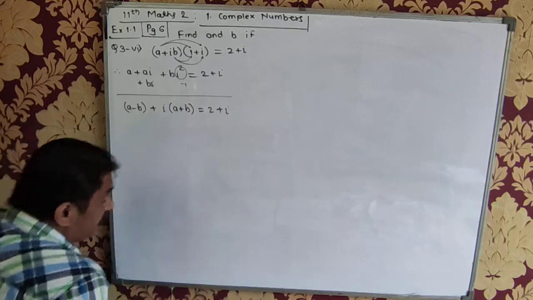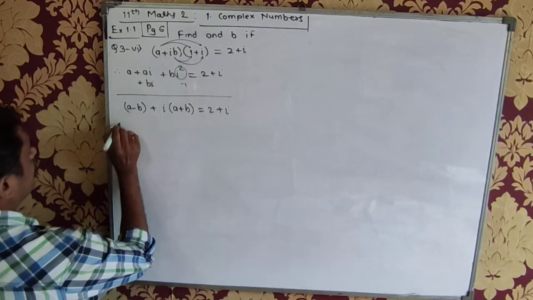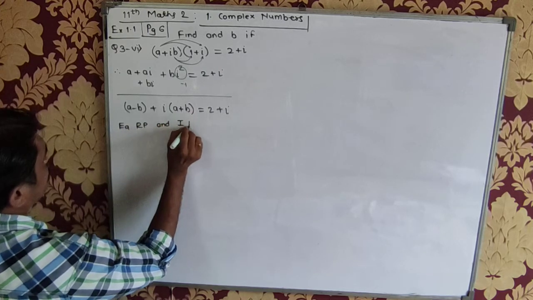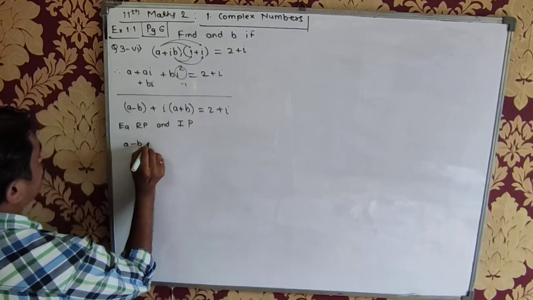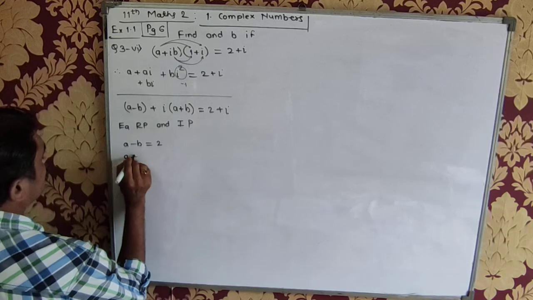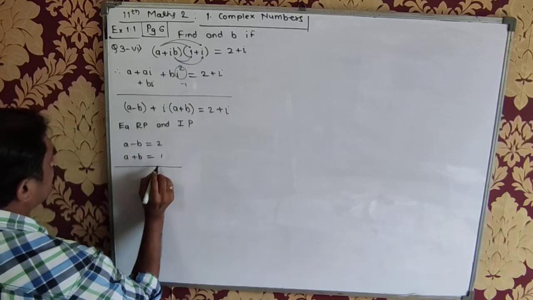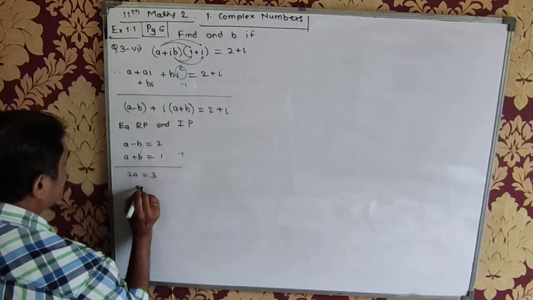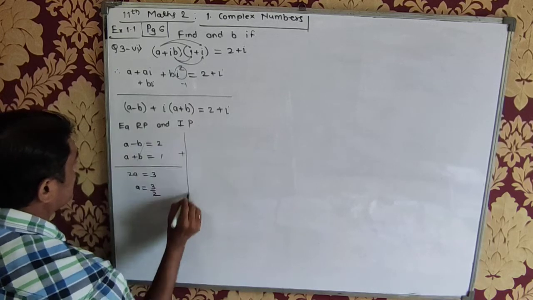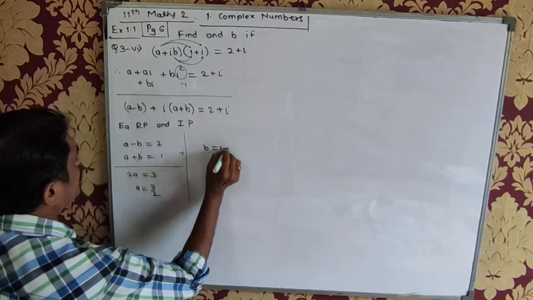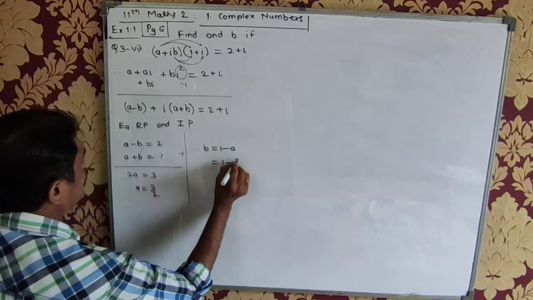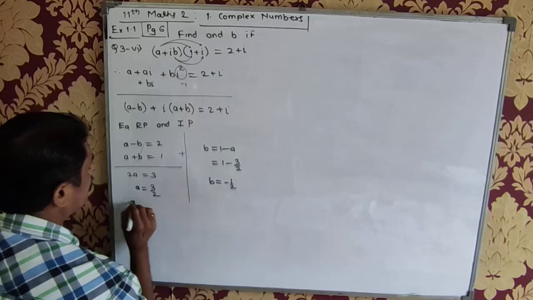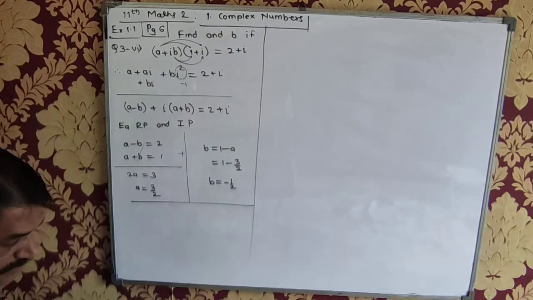Now equate the real and the imaginary part. Equating real part and imaginary part, what will we get? A minus B is equal to 2 and A plus B is equal to 1. Adding, 2A is equal to 3, so A is equal to 3 by 2. B is equal to 1 minus A, 1 minus 3 by 2, that is equal to minus half. So B is equal to minus half. That's it. Is this okay?